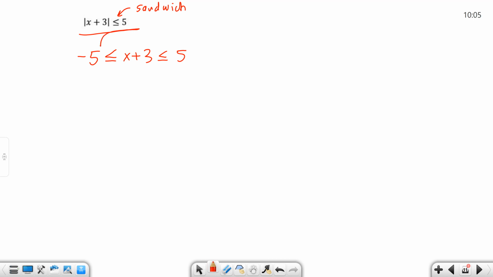And by the way, if it makes sense here, it better make sense in the next step. Logically makes sense. And then how do I solve this? Well, I'm going to subtract 3 from all 3 places. That cancels, and I get what? Negative 8 is less than or equal to x is less than or equal to 2. And that is my inequality solution.